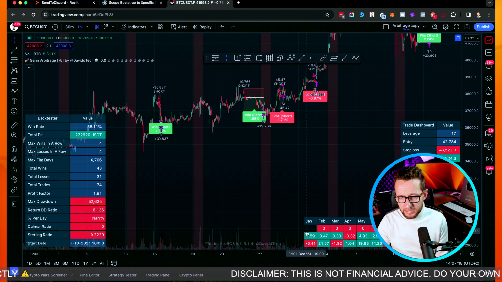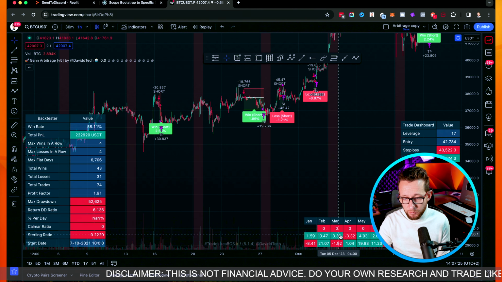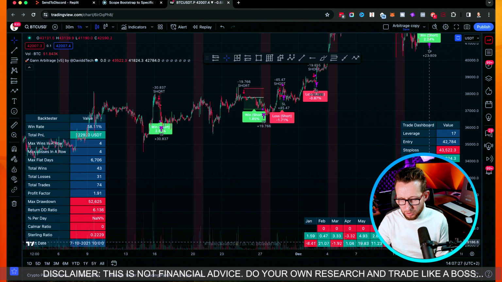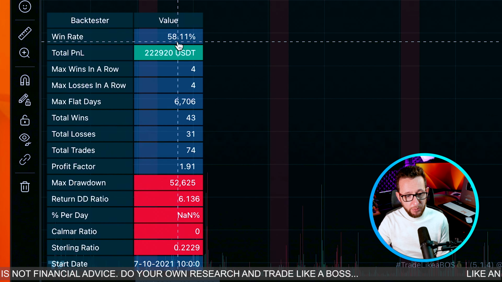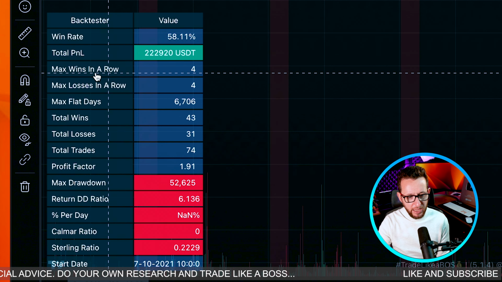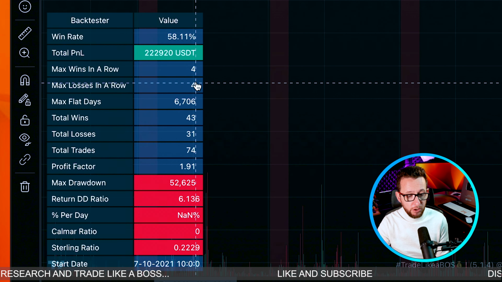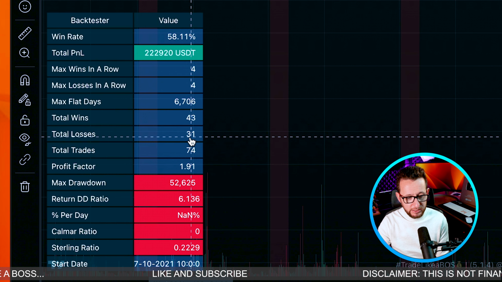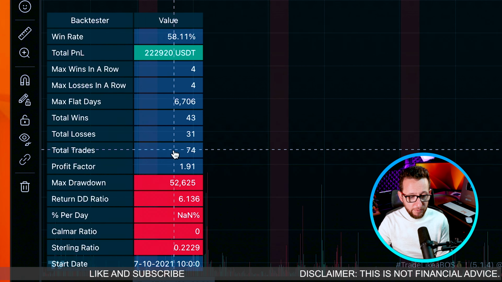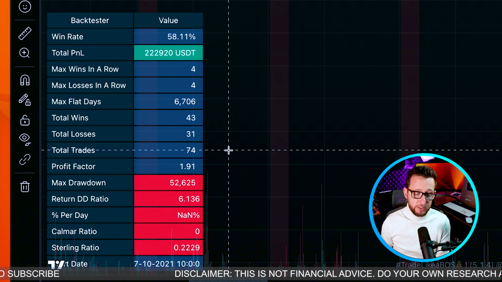Let's have a look at the monthly tables here. As you can see, most of the months are in green. It seems like the losing months are quite small percentage-wise as well, which is great. As I said earlier, we are at a 58.1% win rate. Maximum wins in a row was 4, maximum losses in a row were 4. We have total wins of 43, total losses of 31. Total trades were 74. Now that is not enough to go away and trade this live as far as I'm concerned.